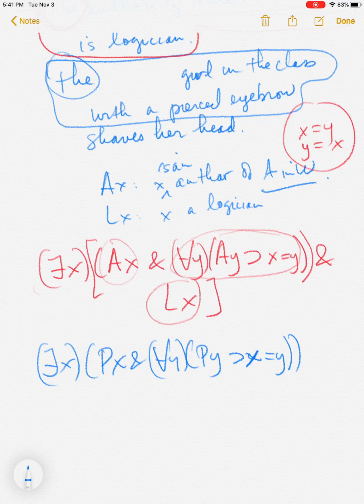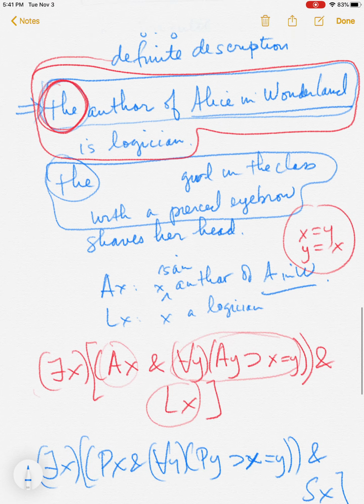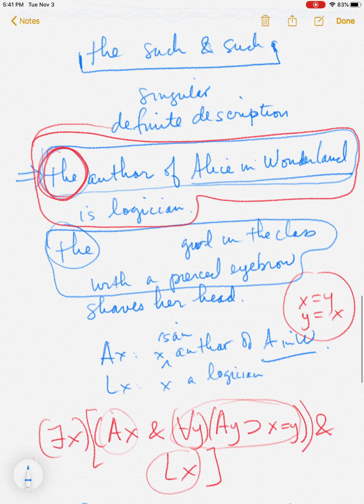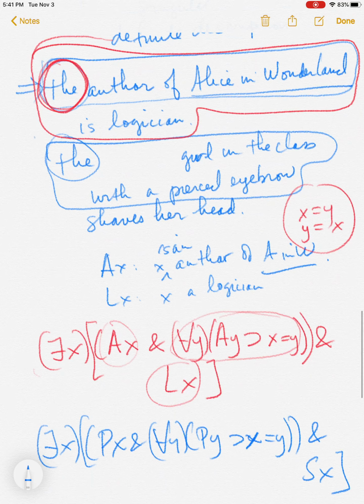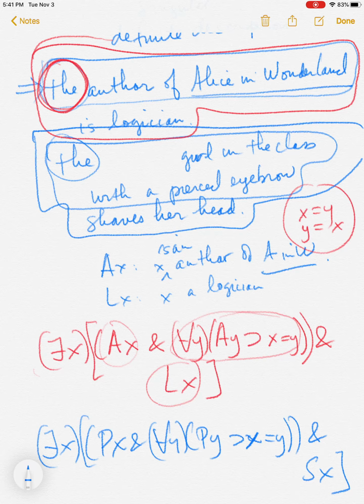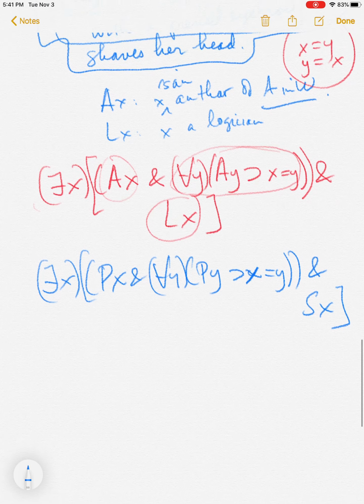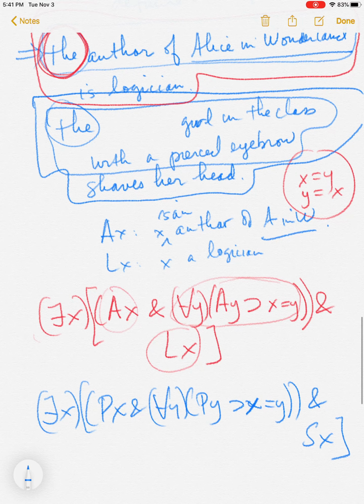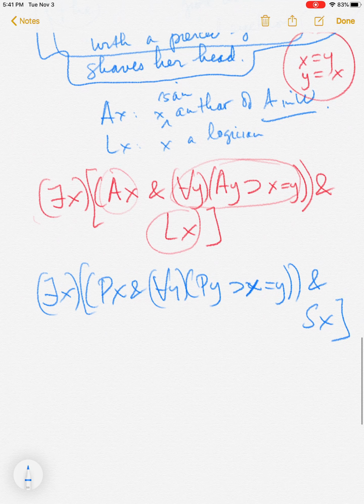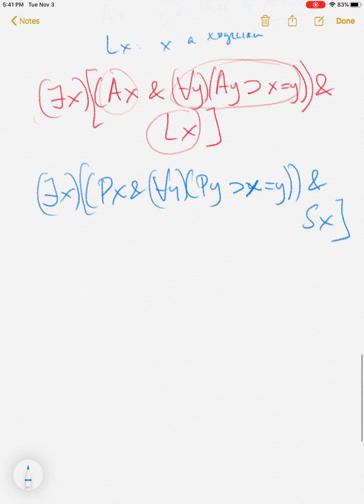And she shaves her head. Okay? Well, that's kind of interesting. So we can eliminate these definite descriptions. We can analyze the logical structure of sentences that have definite descriptions. And interestingly, they are existential claims, which might be a bit of a surprise. Okay, let me say a little bit more about identity.